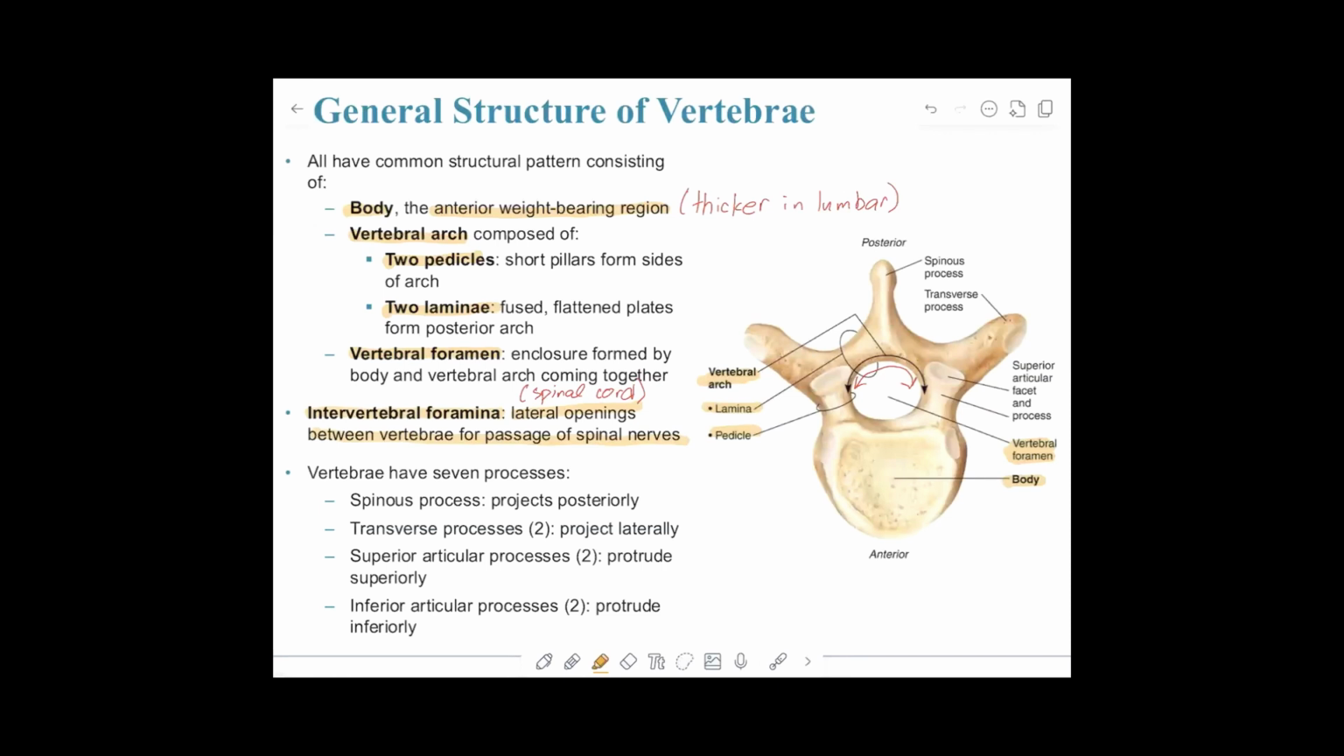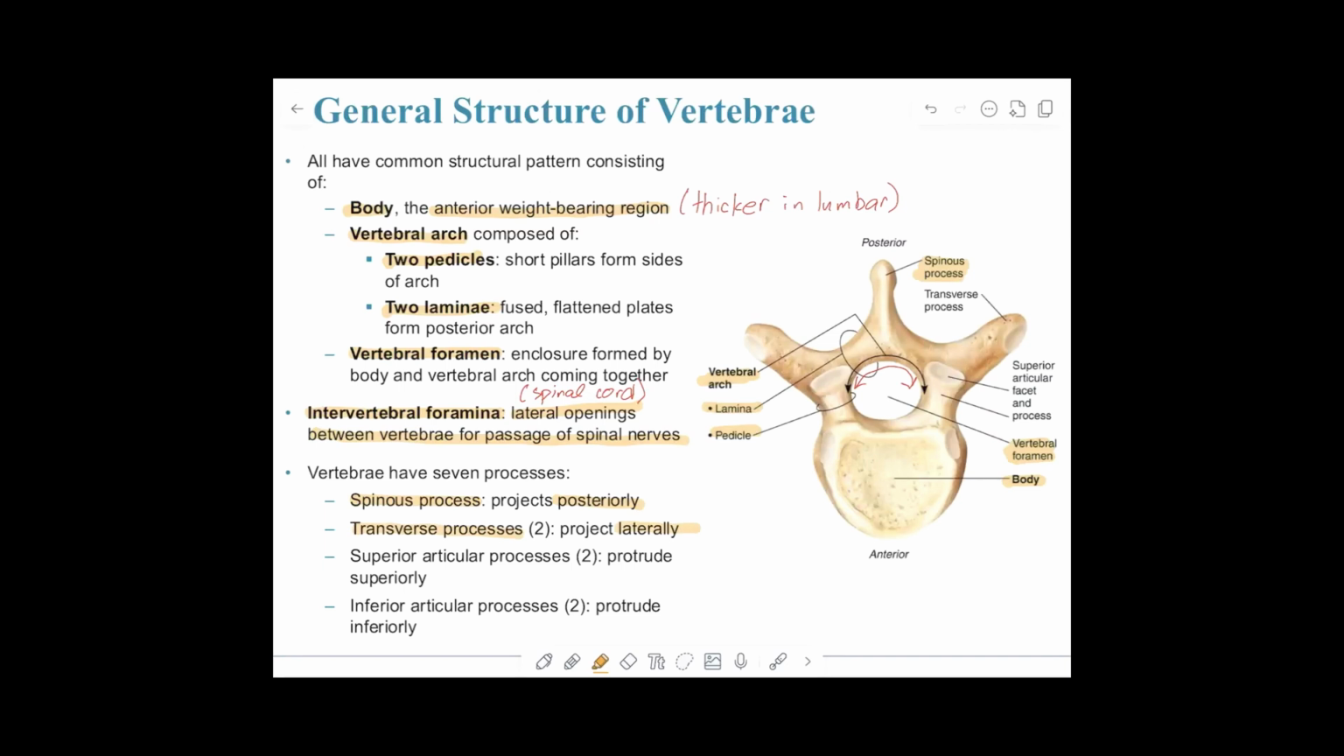But in order to see them, you'd have to look at a lateral image with one vertebra on top of another. So the vertebrae have 7 different processes. First of all, they have the spinous process, which is located posteriorly. So if you take a minute and put your thumb right on the back of your vertebrae, that point that you feel is your spinous process. Then there are 2 transverse processes, which project laterally. You cannot feel those.